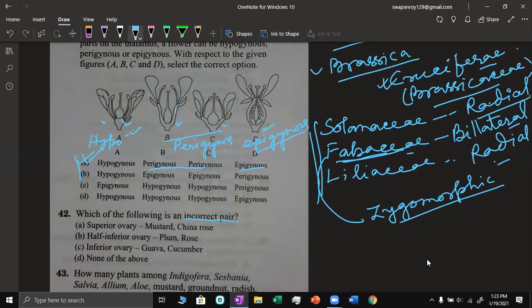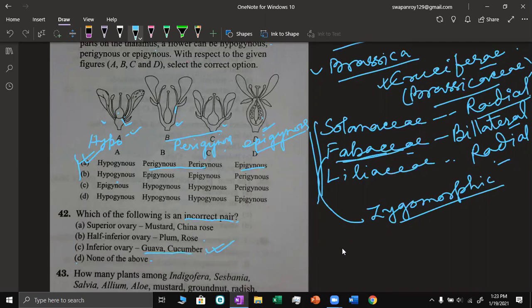Hello? None of these, sir. None of these? Is it? So I think C is incorrect. C is incorrect? No, C is very much correct. C, that hypogynous, no? This is epigynous.